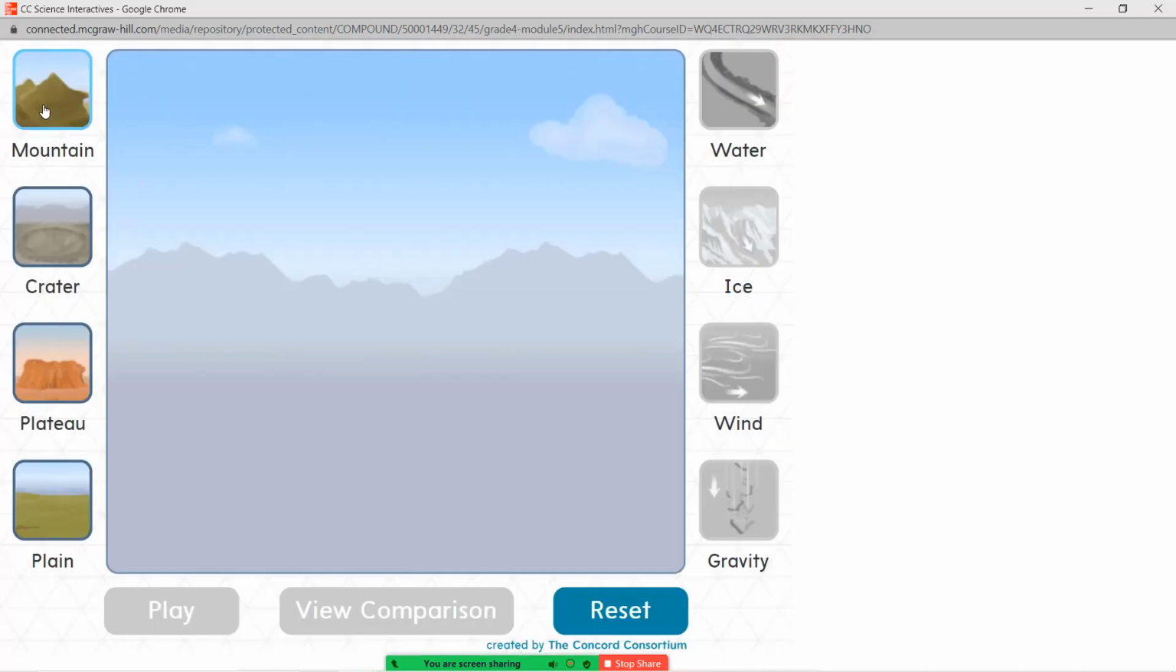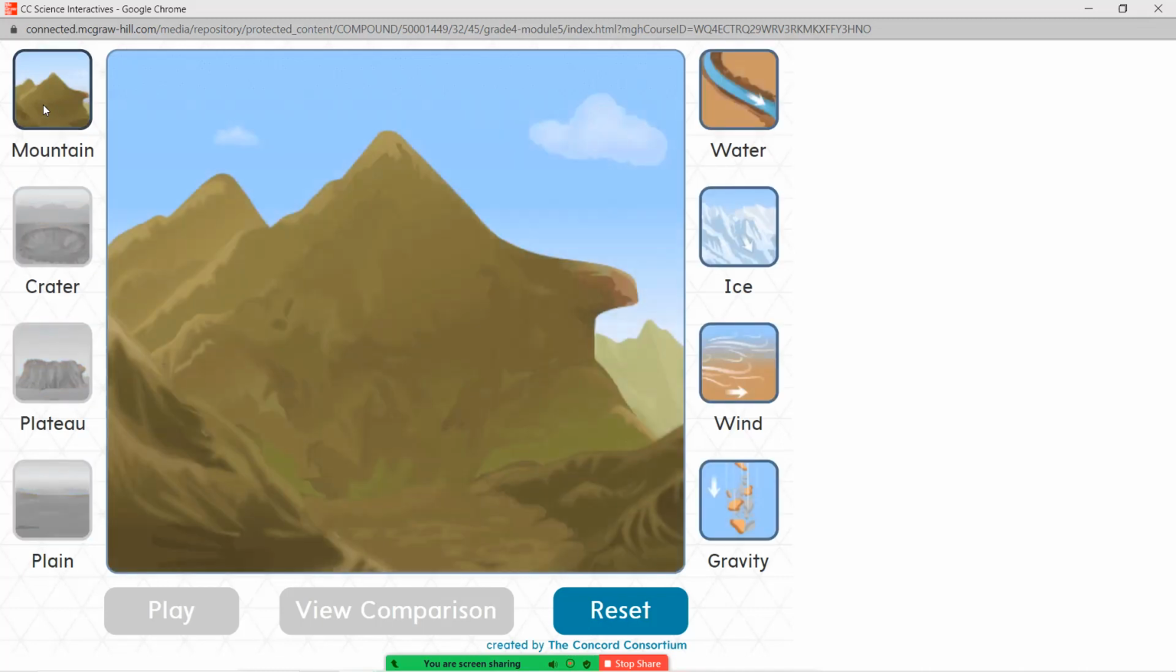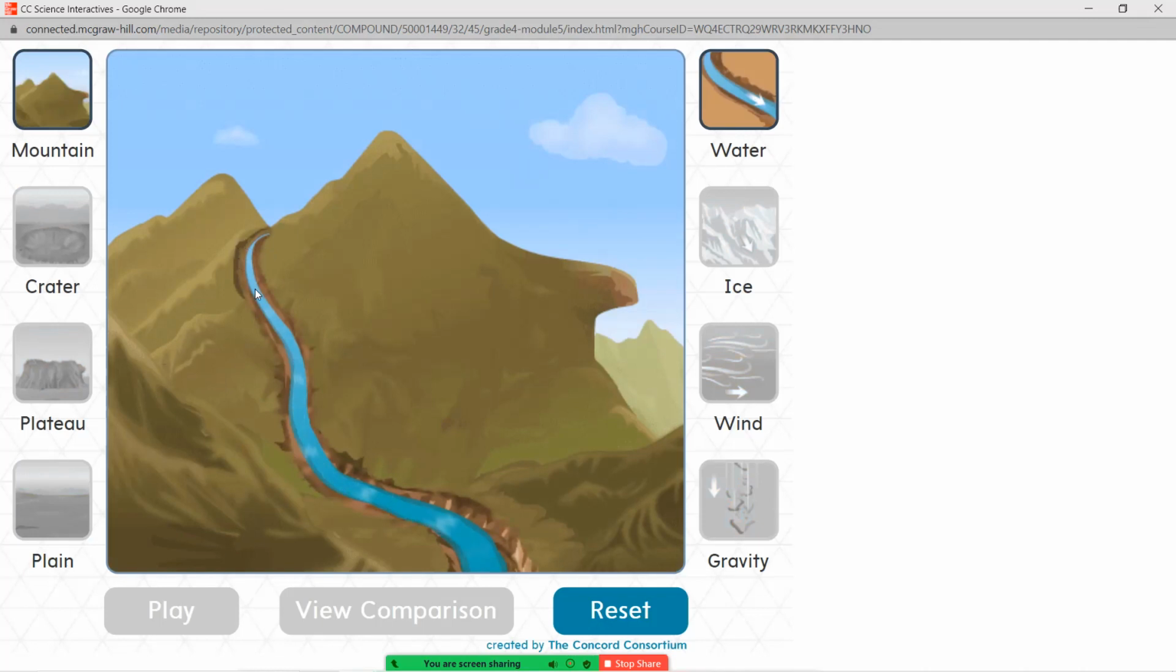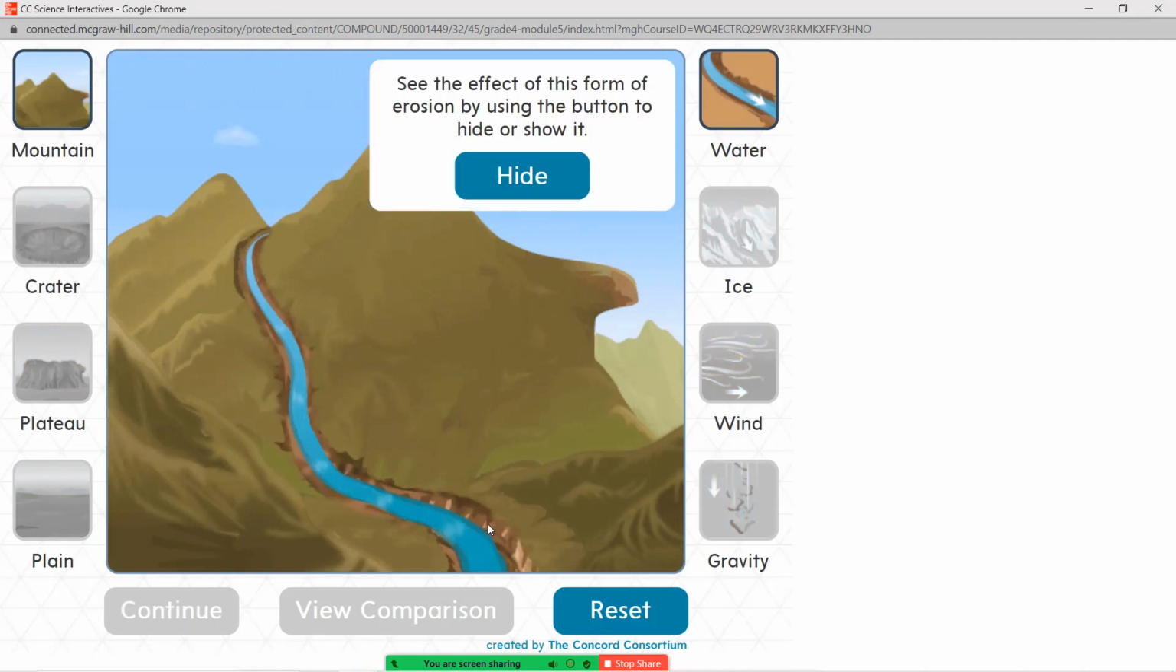So here we can start at the top. We'll start with a mountain, and we can see how water is going to erode it over time. So we're going to hit play, and you can see over here how that water is weathering and eroding this mountainside.